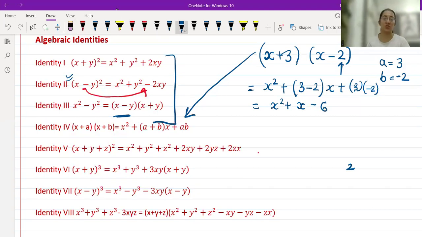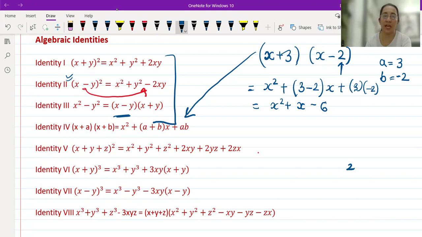So this is our identity 4, which says x plus a into x plus b is equal to x square plus a plus b into x plus ab. I hope the fourth identity is also clear. When you start the exercise, you will see that there are a number of questions in exercise number 2.4, that I will start explaining in my next video. With a number of questions, you will gradually learn the identities.